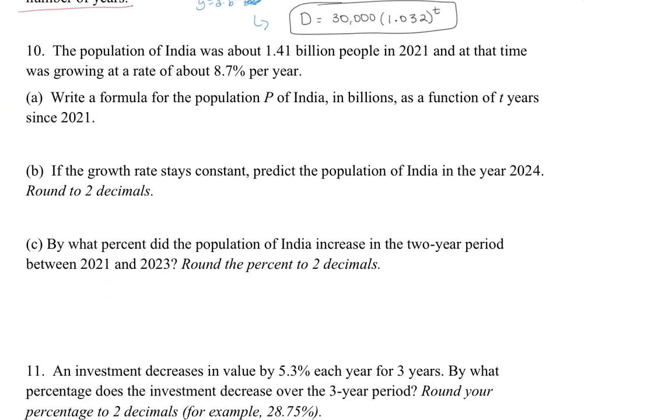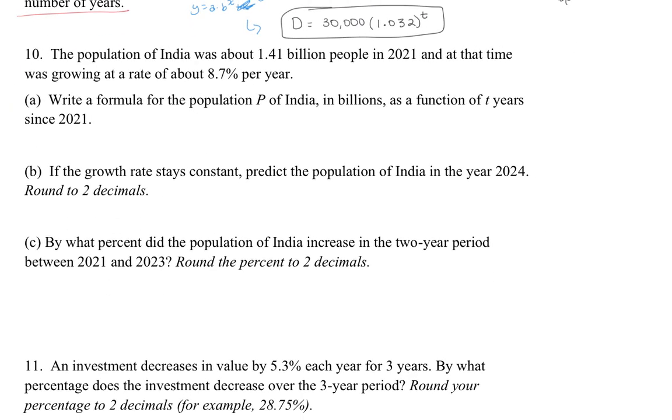Alrighty, so now number 10 says the population of India was about 1.41 billion people in 2021, and at that time was growing at a rate of about 8.7% per year. Write a formula for the population P of India in billions as a function of T years. So I'm going to highlight a few things. We know the population was 1.41 billion people in this year of 2021, and it has been growing. Basically, this means we can assume that this is our initial condition per year, and it is growing. So I'm going to highlight that, growing at a rate of.